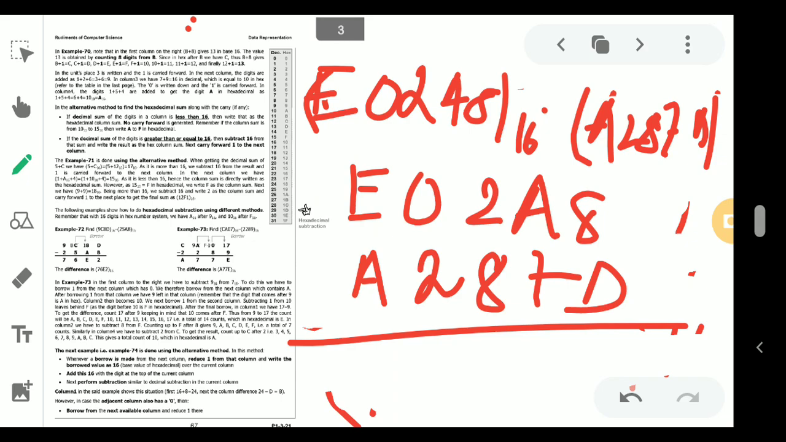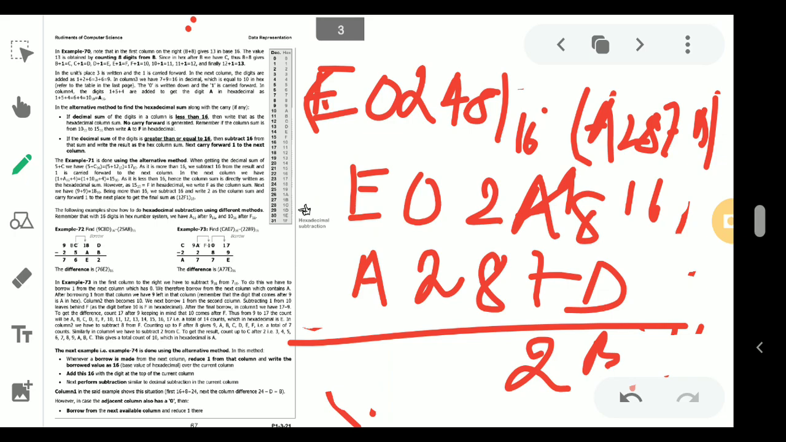So it is again 8 minus D. Not possible, so I have taken a borrow from here. So this becomes 9. 16 plus 8 is 24. 24 minus D, which means 13, becomes 11. 11 means B, so I am writing B directly. Then 9 minus 7, that is possible, it is 2.